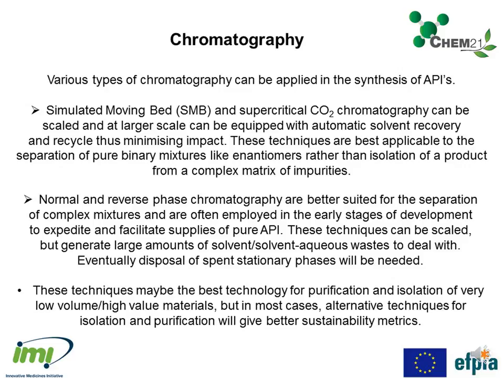Normal and reverse phase chromatography are better suited to this task, and are certainly often employed in the early stages of development to quickly provide supplies of a pure API. And indeed, these techniques can be scaled. But they do generate large amounts of solvent or solvent aqueous waste to deal with, and eventually you'll have to dispose of the spent stationary phases. So these techniques may be the best technology for the purification and isolation of very low volume, high value materials, but in most cases, alternative techniques for isolation and purification will give better sustainability metrics.